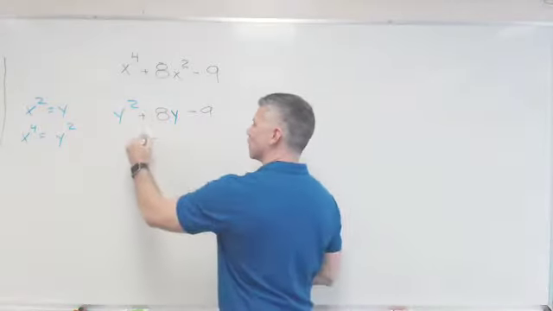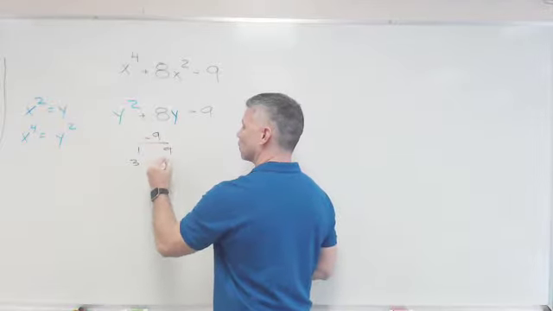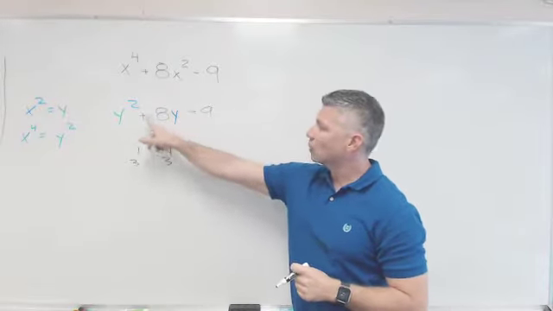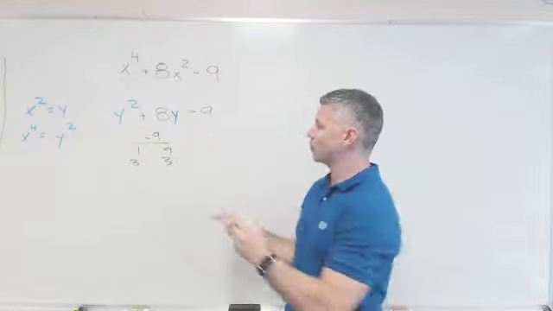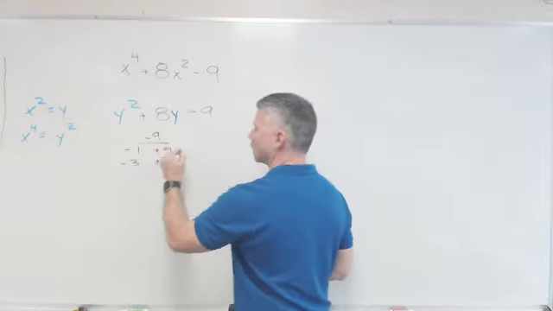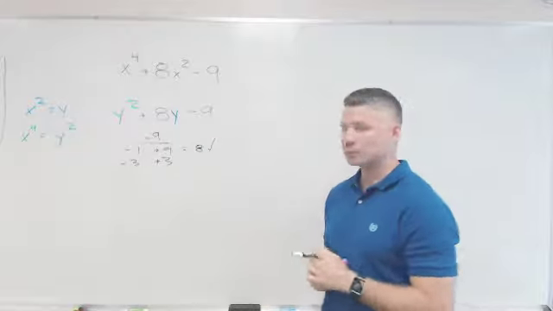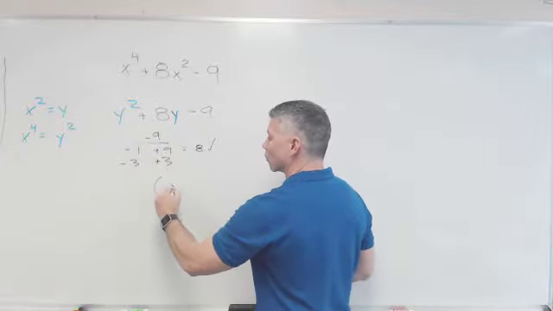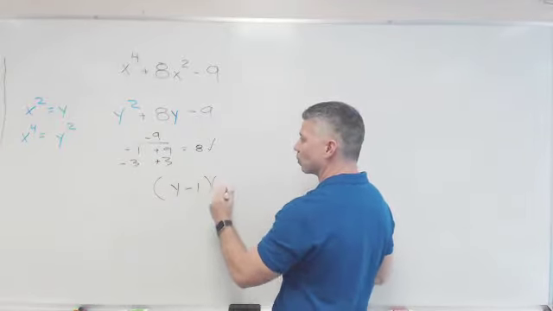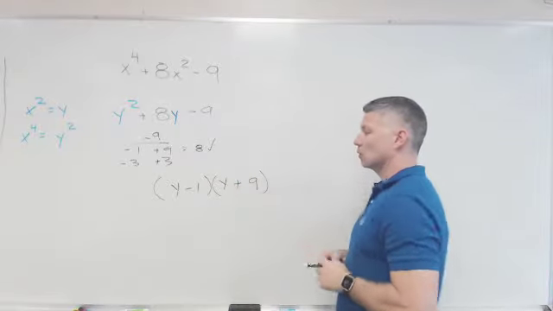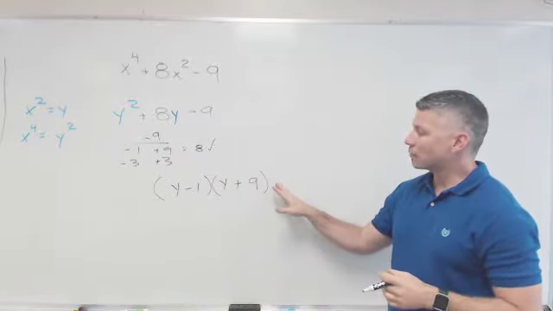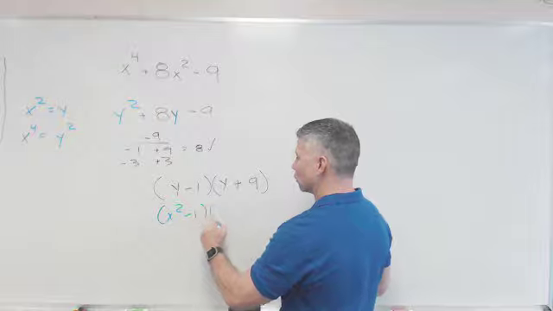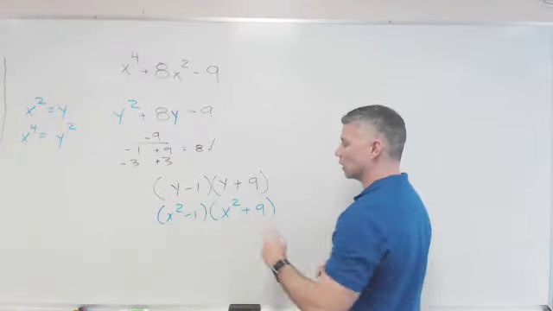The 1 times the negative 9, ways to multiply to 9. Negative tells me my signs are different. Positive tells me my right column is the positive column. This must be the negative column, and that gives me my 8. So now I can factor, and remember we're going to use y's because we're talking about y's right now. Now that we've factored, let's resubstitute or reverse substitute. X squared minus 1, x squared plus 9.